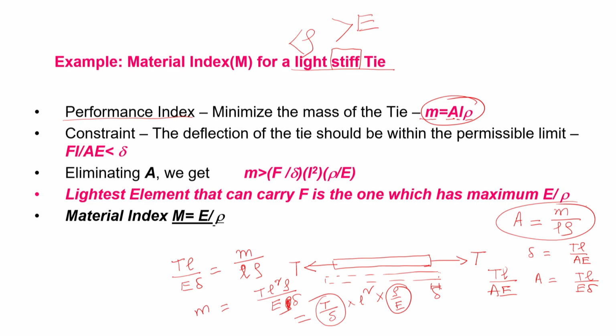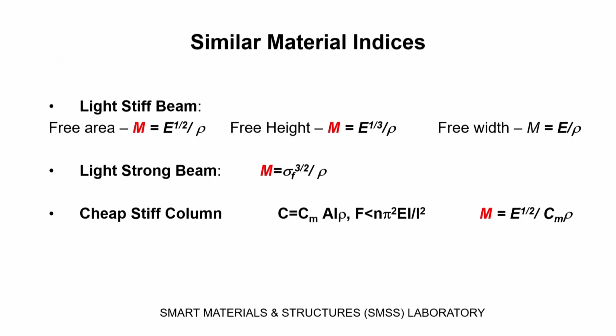So, if I have to minimize the mass, what does that mean? It means I have to minimize the rho over E, and that actually means that you have to maximize E by rho, because maximization of E by rho is the same as minimization of rho by E. So, this example tells us how to figure out what will be the material property index. In this case, it is M equals E over rho. Now, this is provided you consider area as the free variable.